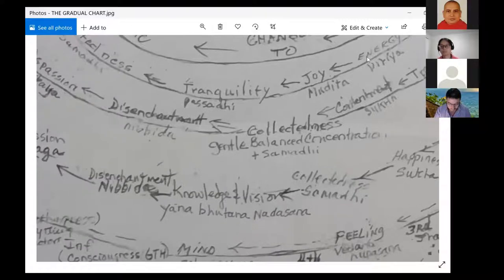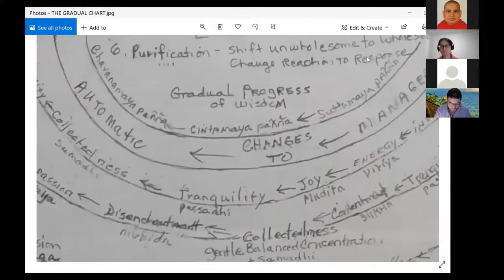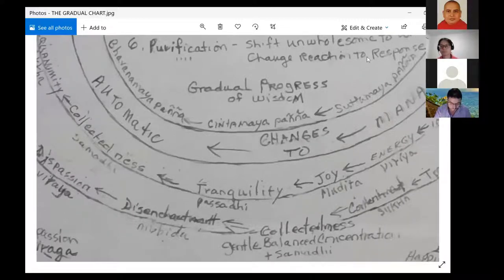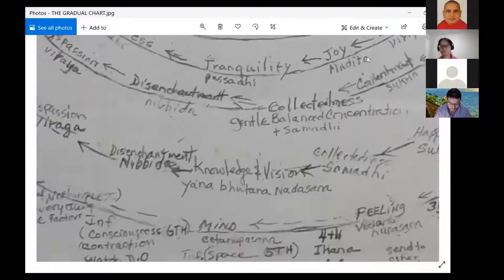The next one that happens as it's developing is collectedness, and this is a gentle, balanced concentration. It is the samadhi that the Buddha was talking about.